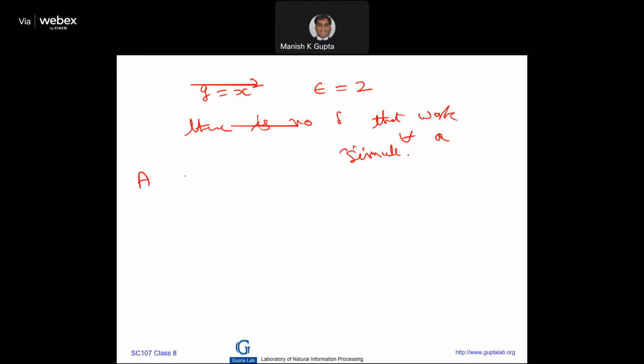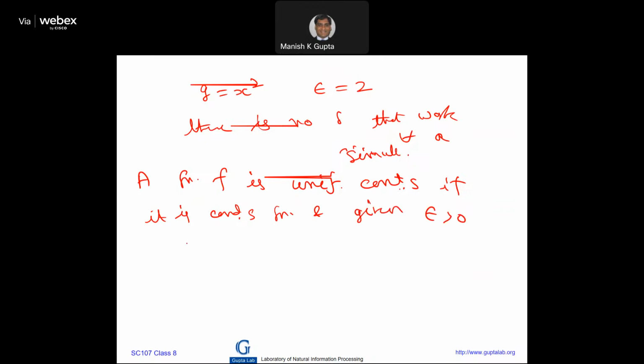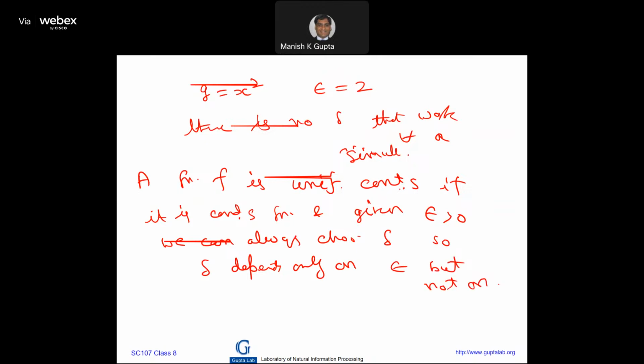So the formal definition is: a function f is uniformly continuous if it is a continuous function and, given epsilon positive, we can always find, or we can always choose, delta so that delta depends only on epsilon, but not on A. This is an important thing.